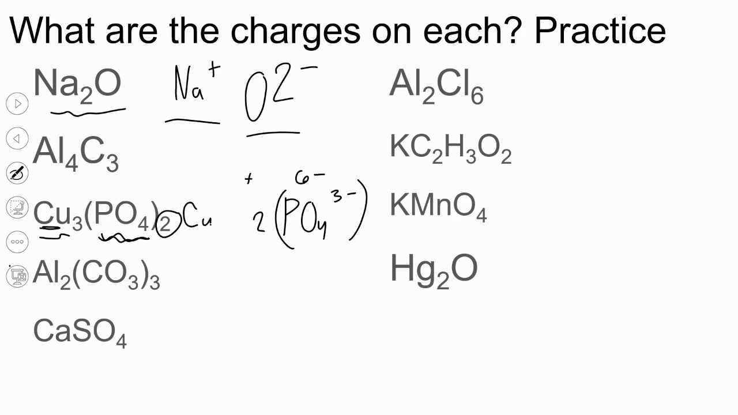So we have 3 coppers. So we have to do 3 times something plus 6 plus -6 is going to give us 0. So what does the copper have to be charged? Positive 2, good. So 2 plus. If we have 3 coppers that are 2 plus, that'll give us a +6 charge. And then 2 phosphates that are 3 minus gives us a -6 charge, so that gives us a 0 charge.